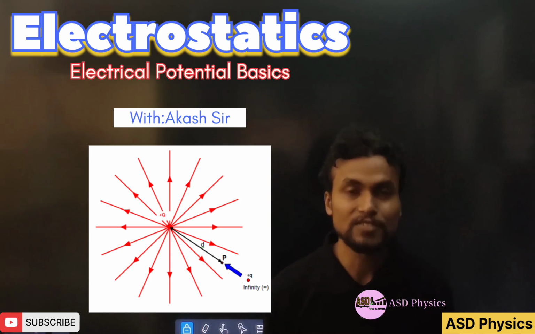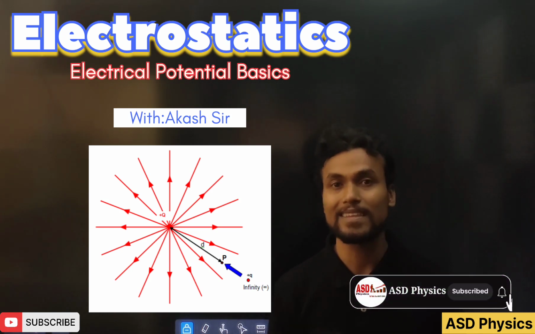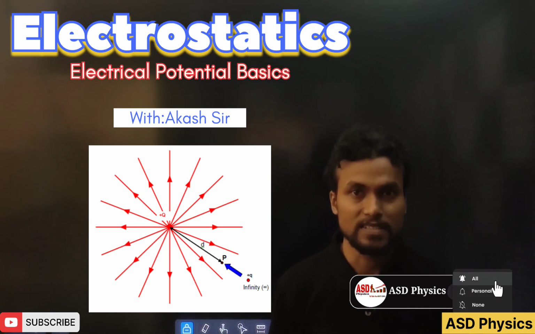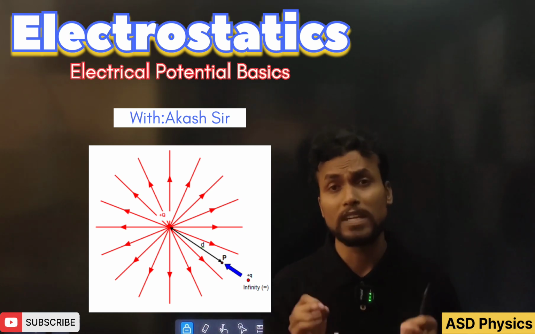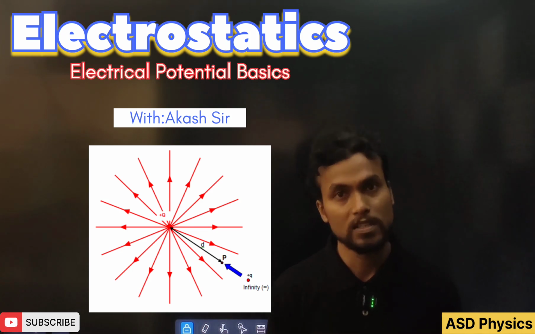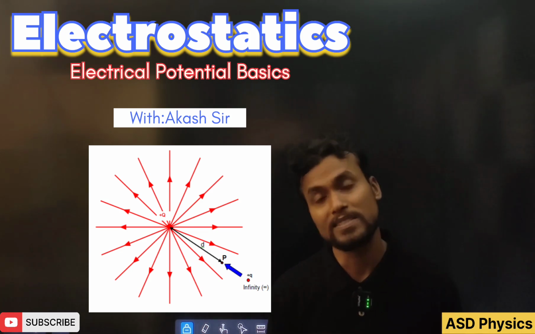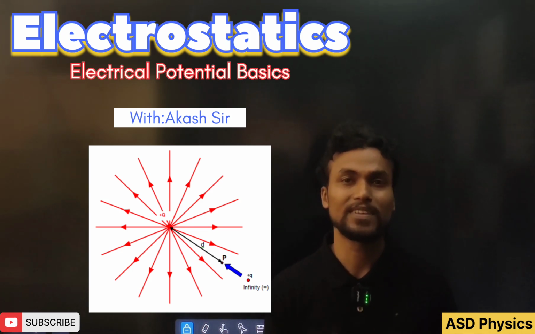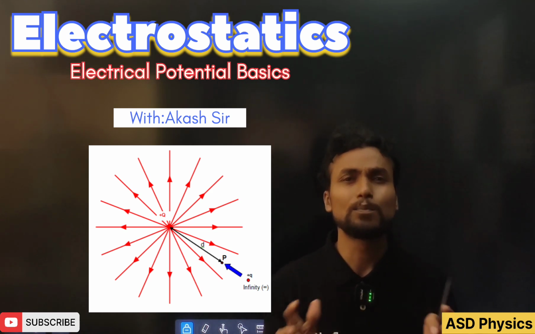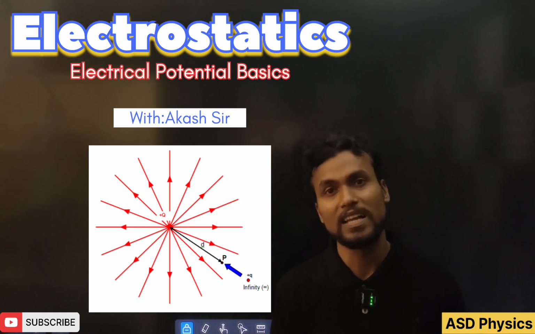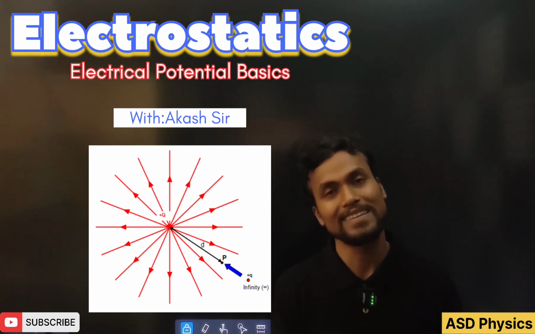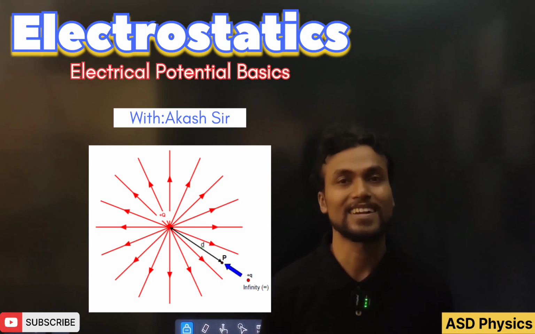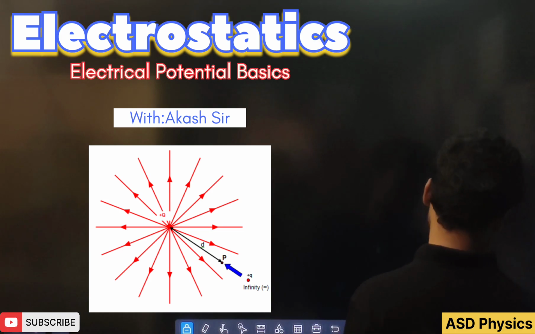So students, in this video we are going to start electric potential and capacitance. Here we will see how to derive the expression of electric potential due to a point charge. We will learn the basics of electric potential difference, and after that we will see some important points related to the potential, and at the end we will solve some questions that are important for the NEET exam and the JEE exam. Okay students, so let's start the video and let's learn the basics.